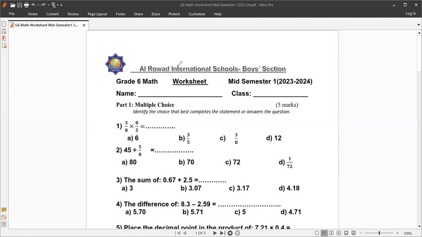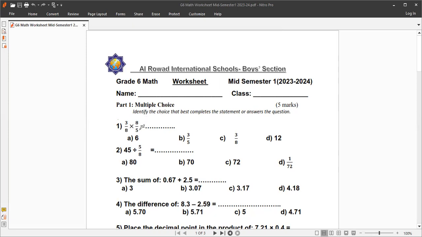How are you, everyone? In this video, I'm going to explain this worksheet. Bismillah ar-Rahman ar-Rahim. Let's start. Question number 1, multiple choice. This is part 1. Identify the choice that best completes the statement or answers the question.